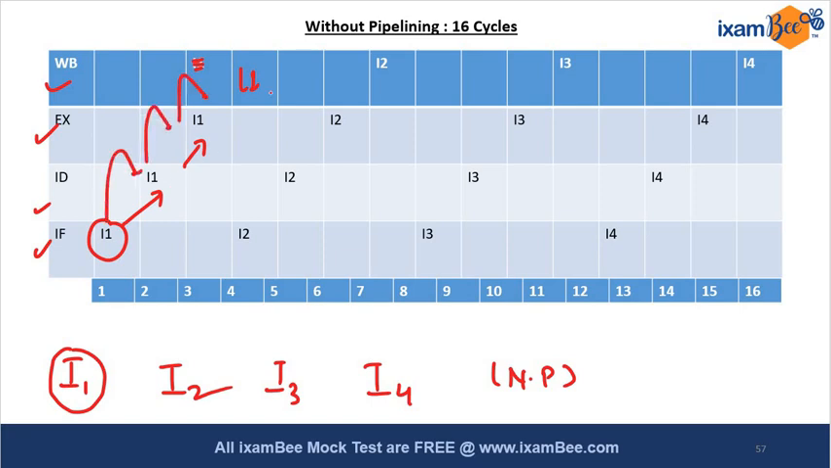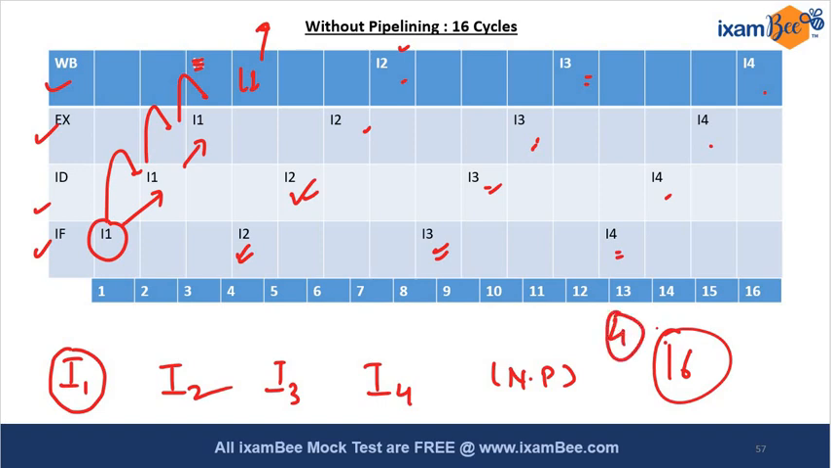The very first instruction is going to execute alone. I2 will execute, and until I2 completes, I3 will not start. Once I2 is completed, the instruction I3 will start executing, and then I4 will start. You can see we have encountered 16 cycles overall for the execution of the 4 instructions. With 4 instructions, 4 into 4 is 16. So 16 is the number of cycles involved here.